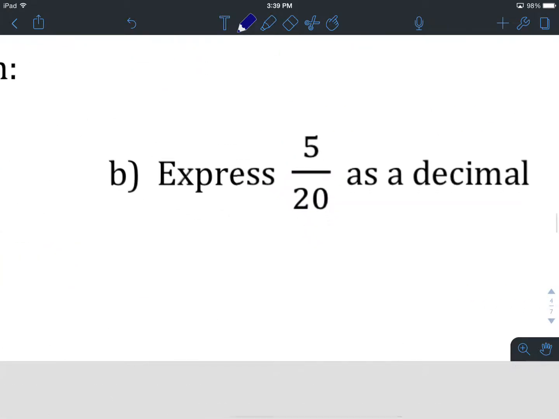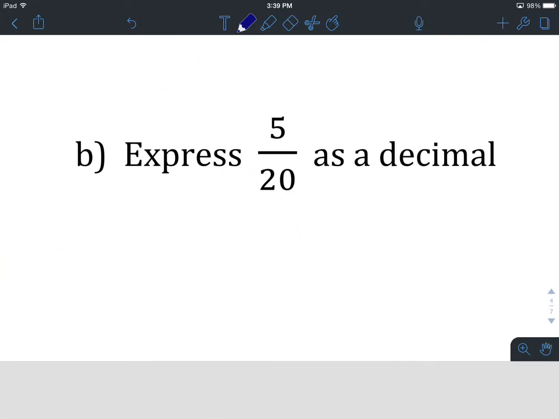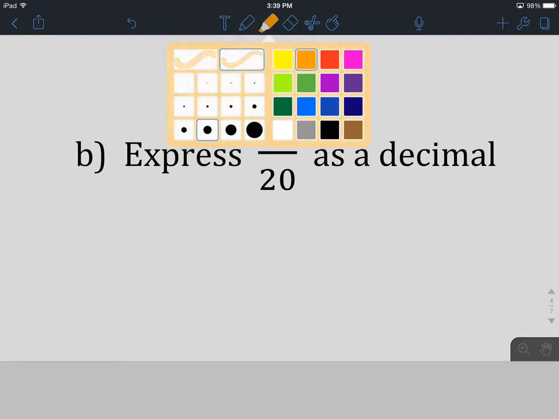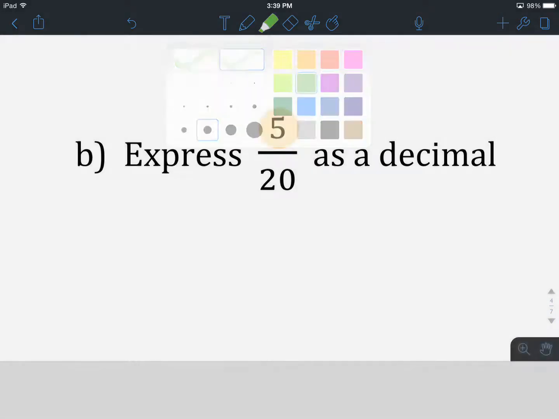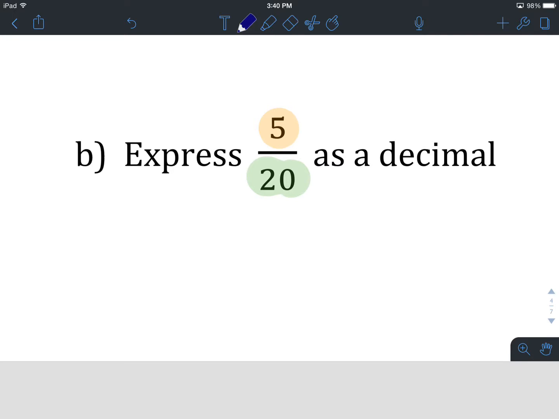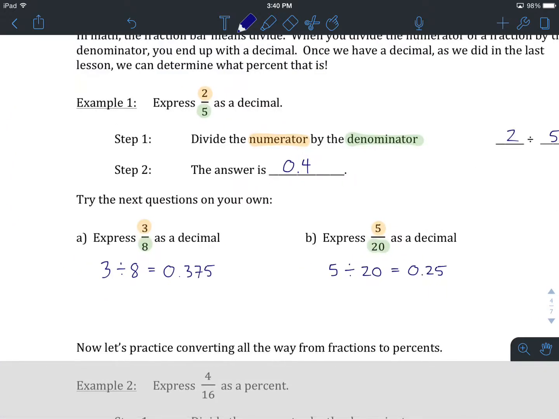Okay. B, express 5 over 20 as a decimal. I'd like you to hit pause here in the video. Try this one on your own. When you think you've got an answer, come on back and we'll see how you did. Okay, you're back. First things first, our numerator is 5. Our denominator is 20. In order to convert from a fraction to a decimal, we divide our numerator, 5, by our denominator, 20. And when we type that into our calculator, we get 0.25.